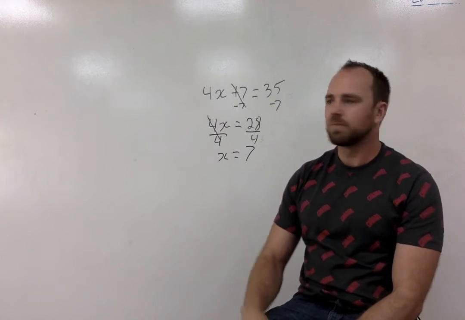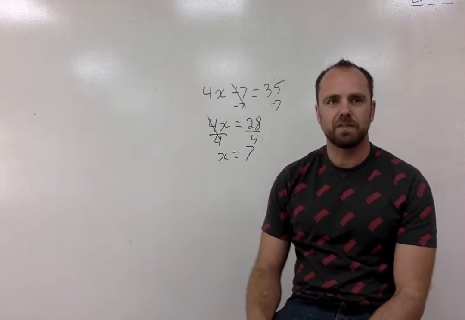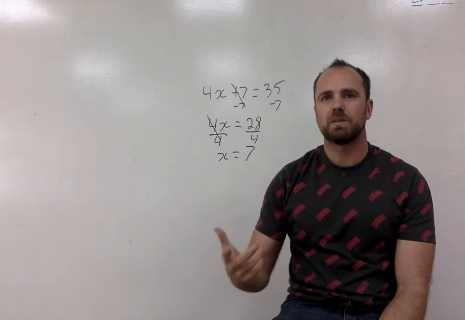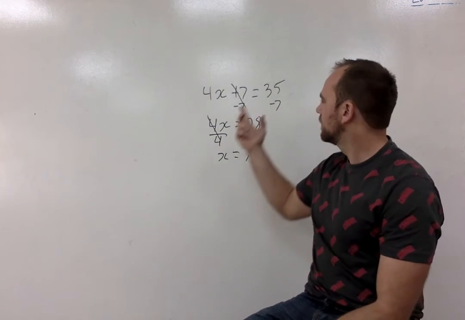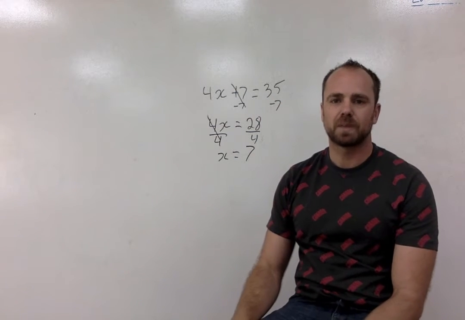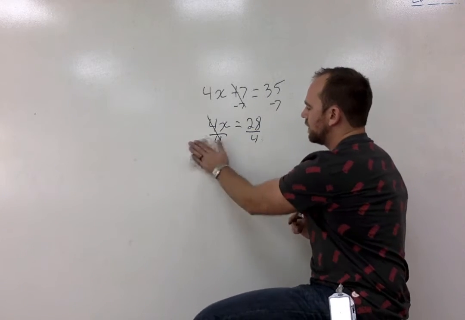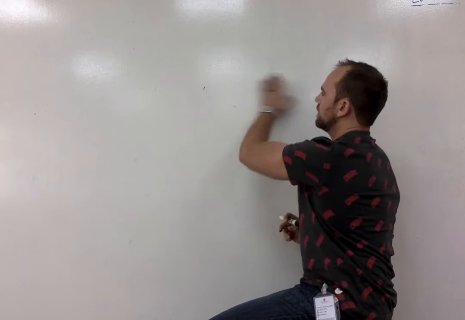Well, let's see if that works. I have 4 times 7. 4 times 7 is 28. Plus 7. 28 plus 7 is 35. That works out.